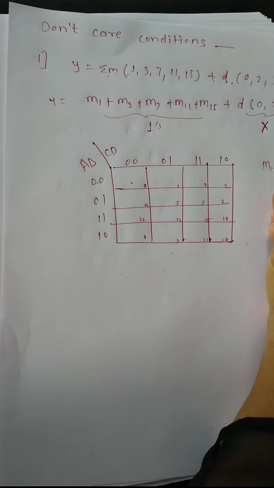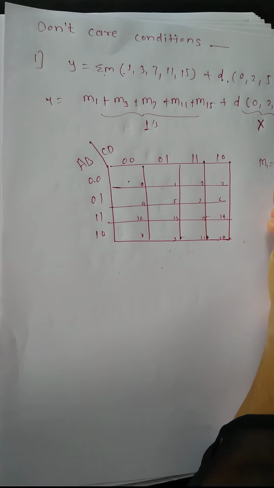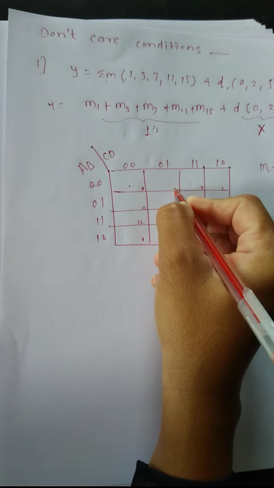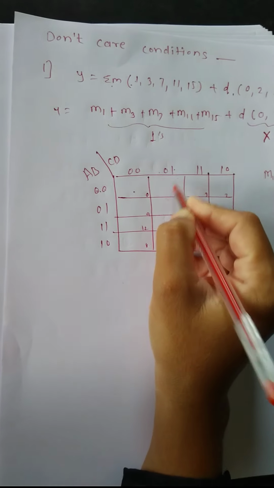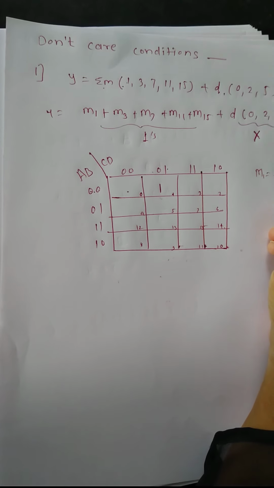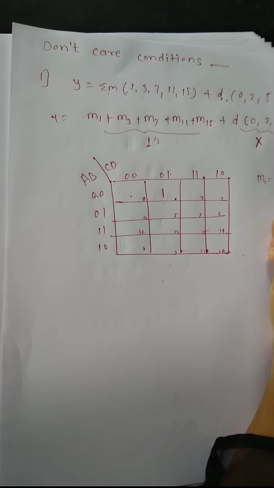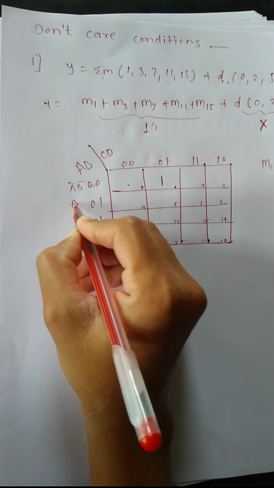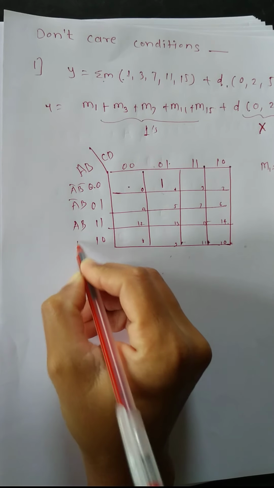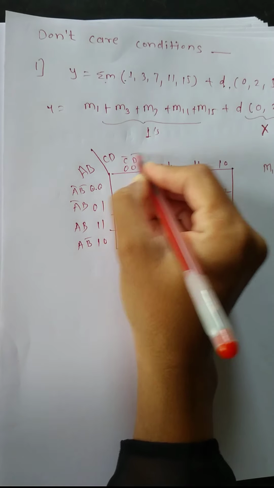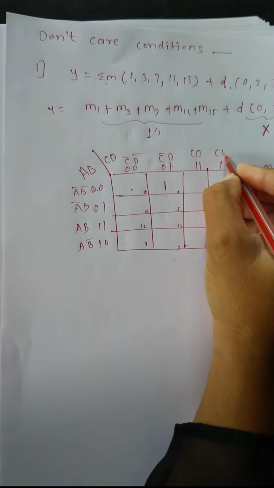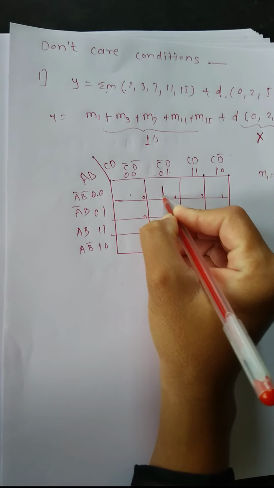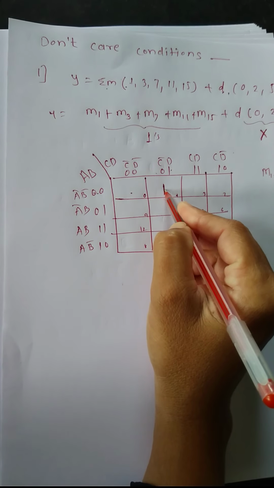Indicate 1 as a 0 0 0 1, or directly you have to put the minterm position box as a 1 here. For that logic 1, 0 0 0 1 means a bar, b bar, c bar, d. So here we have to put the logic 1. These are the minterms, so we enter the logic 1.